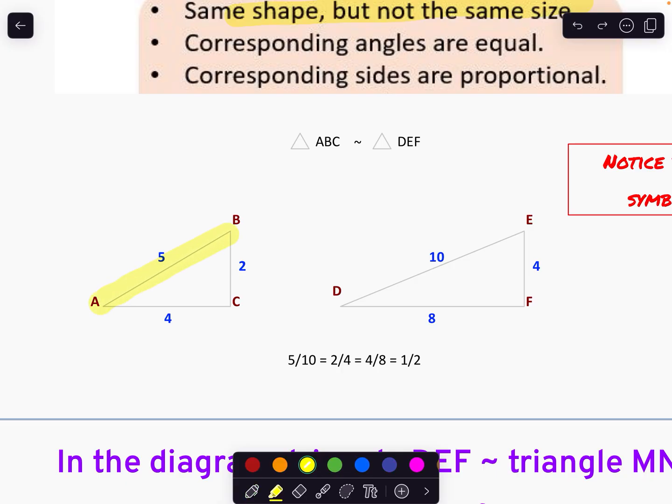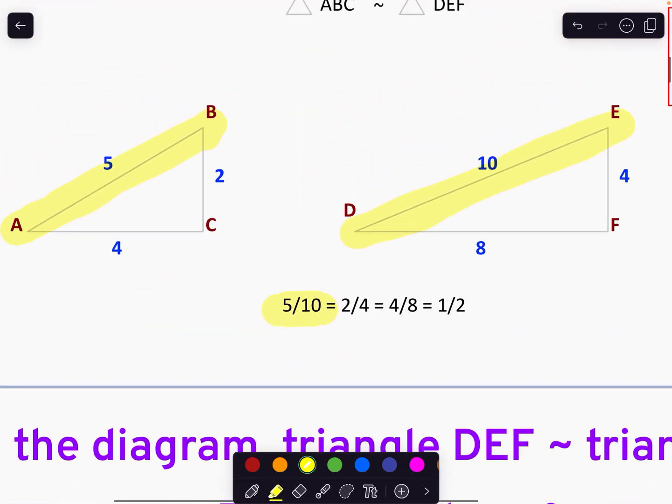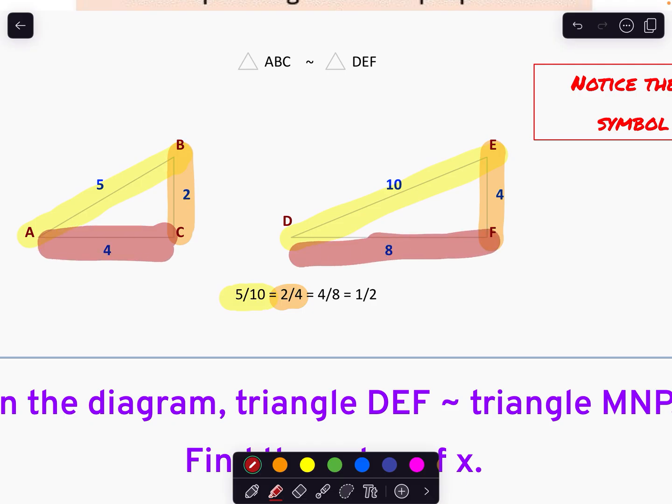So if I look at side AB and side DE, that's this right here. I'm comparing the small one over the large one, right? So 5/10. Okay. I can compare that with these other ones too, right? I could say side BC with side EF, that's this middle piece. The small over the large, the 2 over the 4. And then I have this one, right? Side AC over side DF, that's this, right?